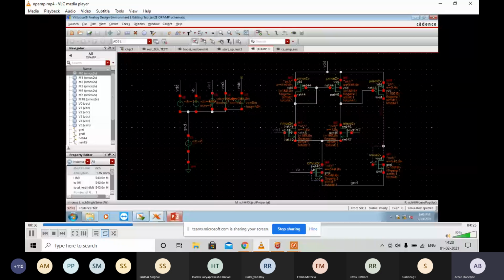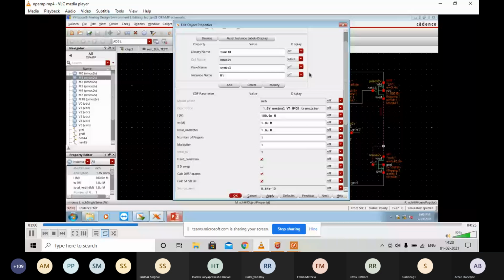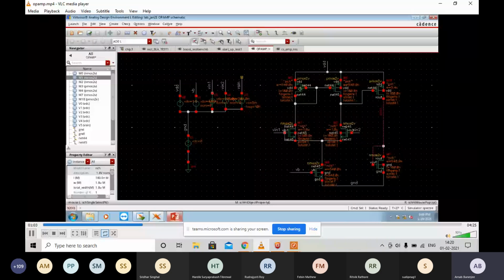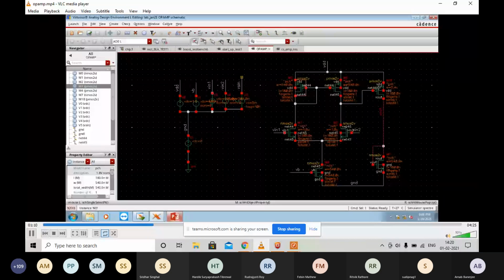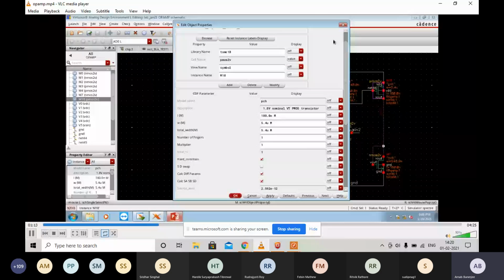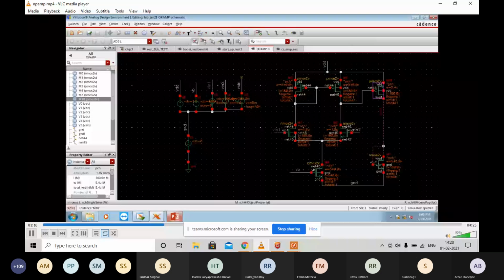Here I'm keeping a W by L of 10, and for this one, since this is a load, I have given W by L a smaller value of 3. This is a W by L of 30, and since this is a load, I've given W by L 3.